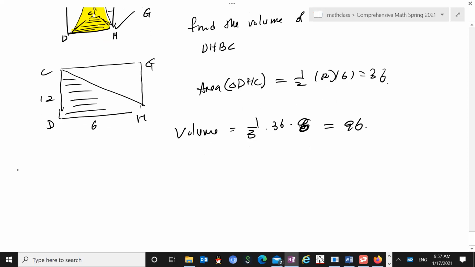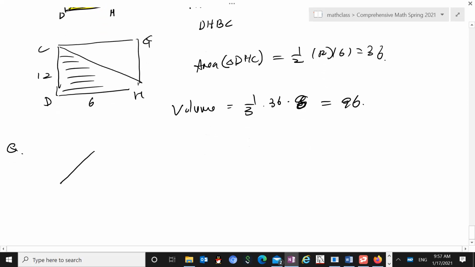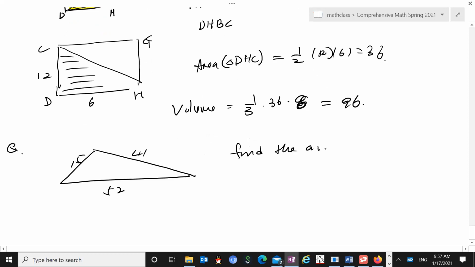At the end, I want to go back to a similar problem we discussed already. I have a 15, I have a 41, I have a 52. Find as many methods as possible to find the area of this triangle.